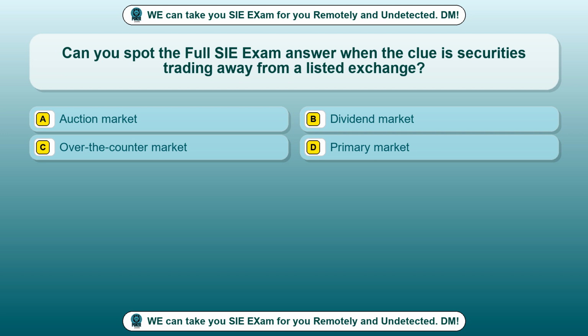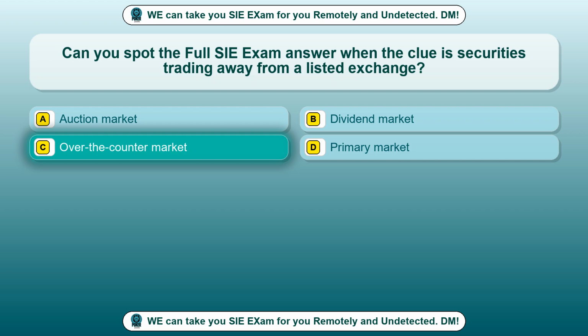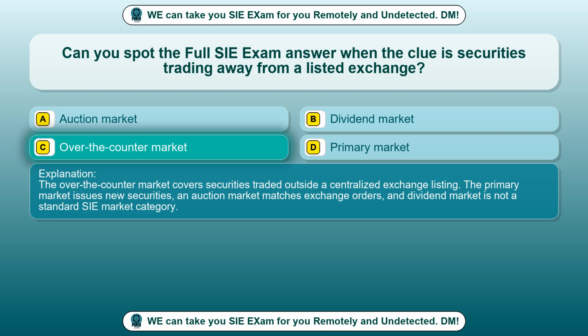Option B, dividend market. Option C, over-the-counter market. Option D, primary market. The correct answer is option C, over-the-counter market. The over-the-counter market covers securities traded outside a centralized exchange listing. The primary market issues new securities, an auction market matches exchange orders, and dividend market is not a standard SIE market category.